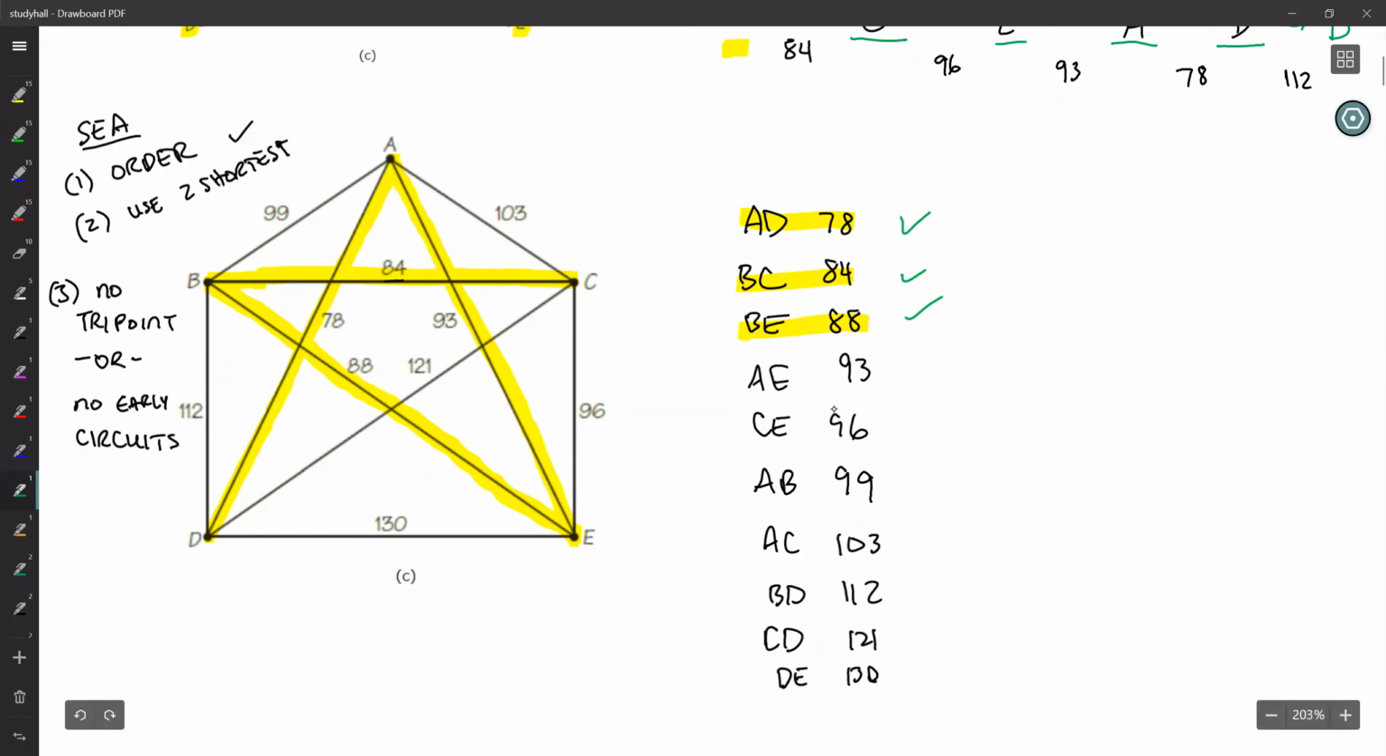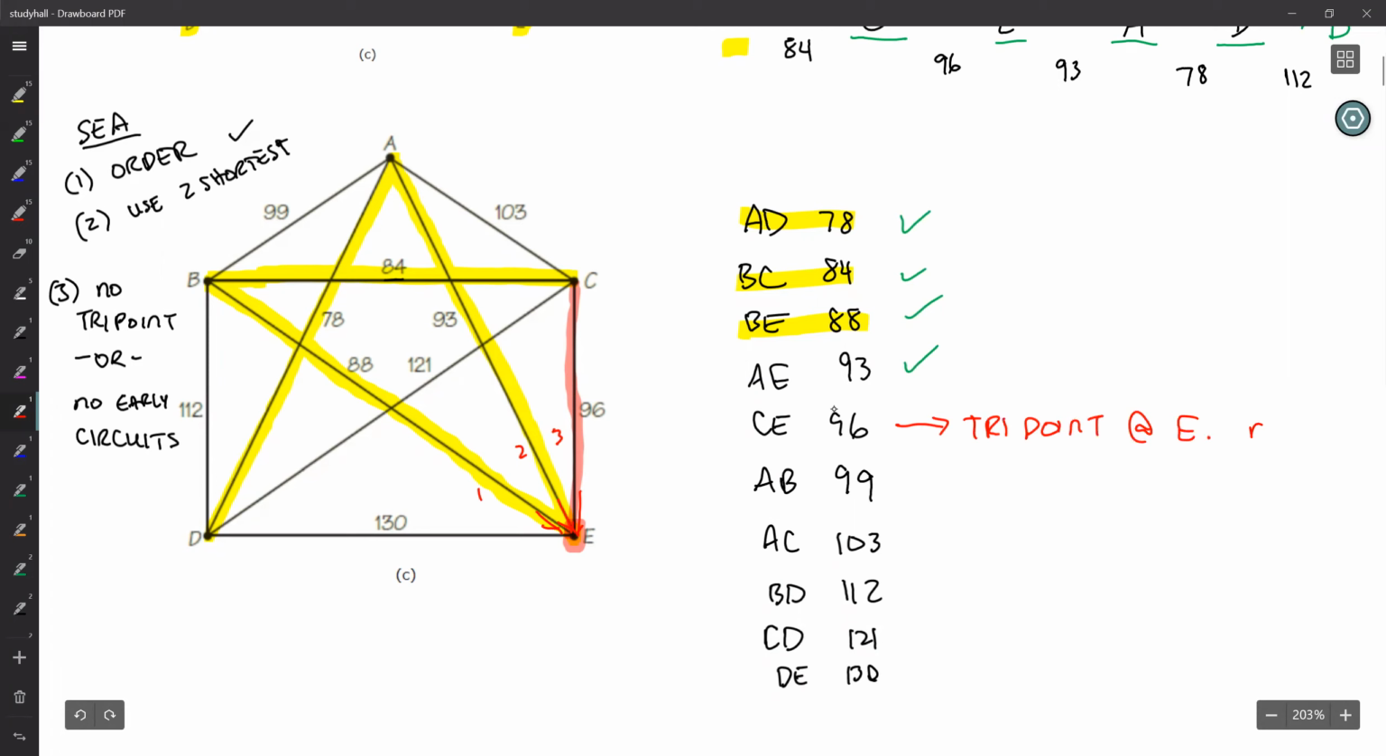You can kind of see that we're almost finished, but let me just finish the procedure here, right? If I were to do CE, CE is going to give me a tripoint at E here. So this is what I mean by a tripoint. If I were to highlight that, there's going to be 3 different edges, 1, 2, 3, that converges to E. So this is what I mean by a tripoint. Right, so that would be not allowed here. So I'm going to erase that because we don't want that to happen.